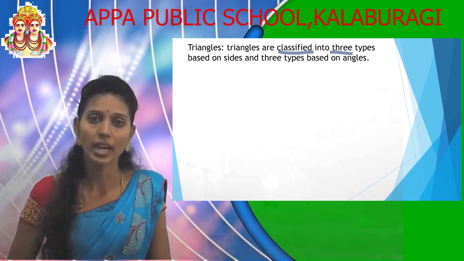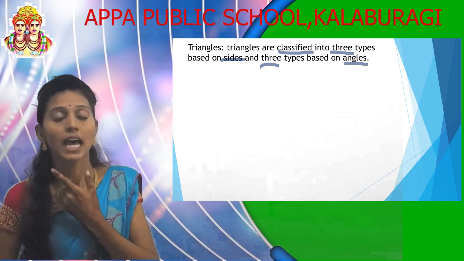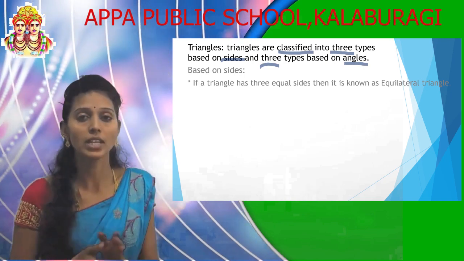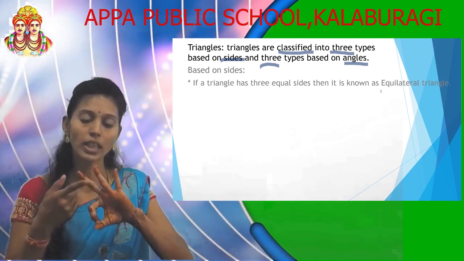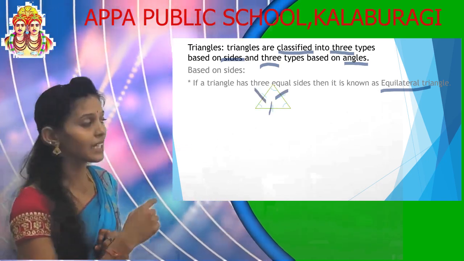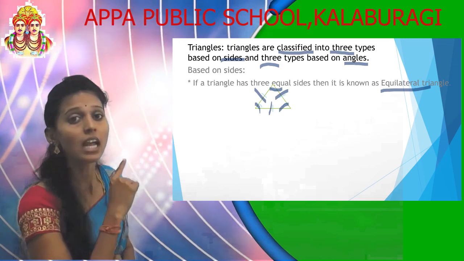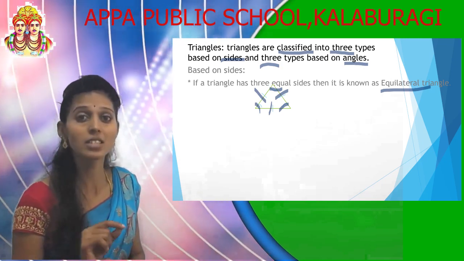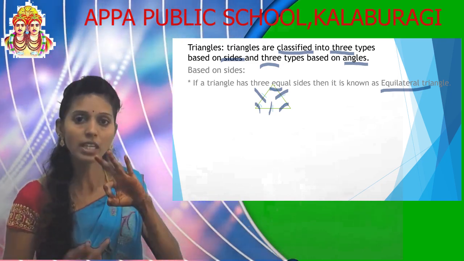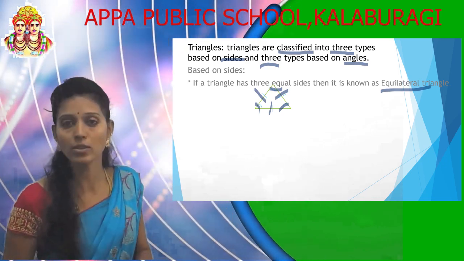There are a total of 6 types of triangles. We can classify the triangles in 6 types: 3 based on sides and 3 based on angles. First, let us study based on sides. If all 3 sides are equal, then it is known as an equilateral triangle. Not only sides, in an equilateral triangle, all 3 angles also will be equal. This is a special property. If all 3 sides are equal, then it is known as an equilateral triangle.